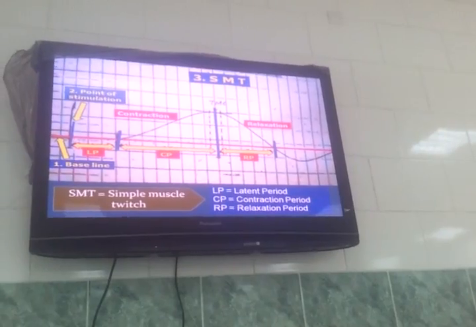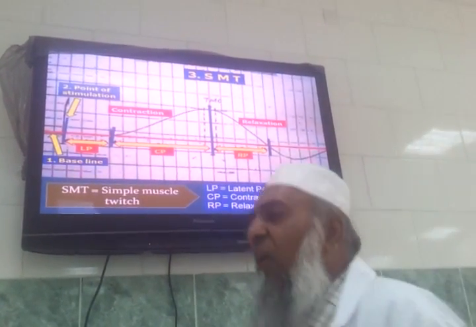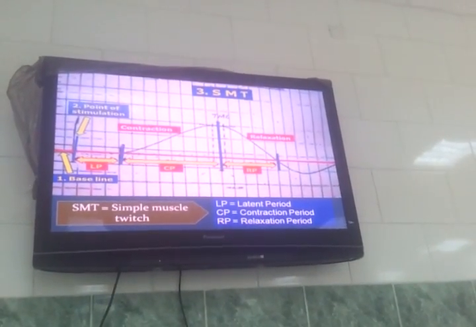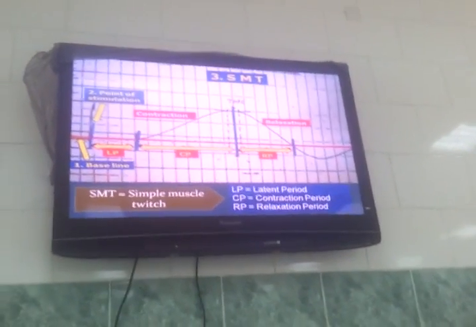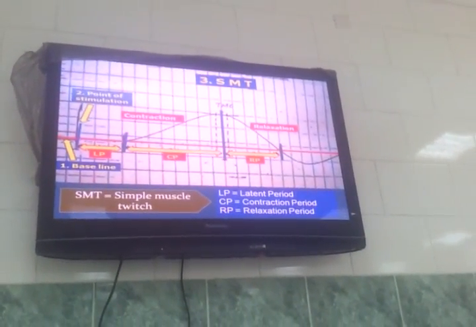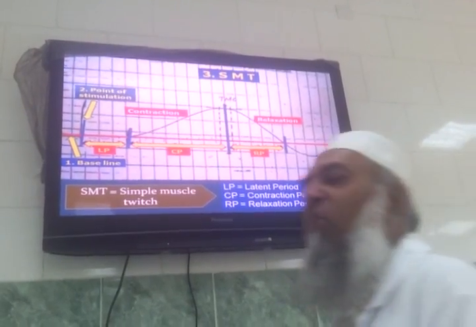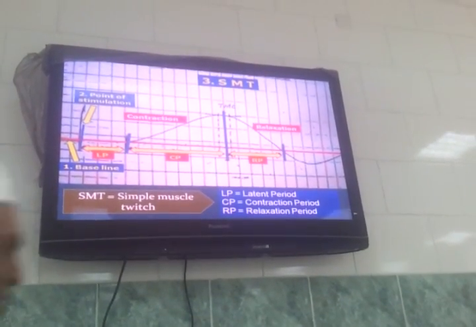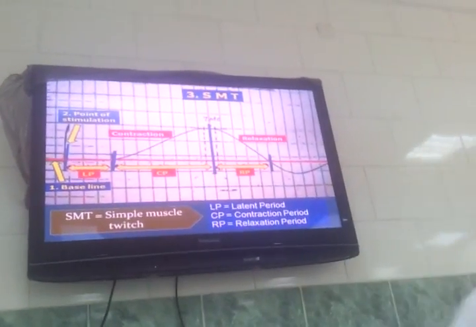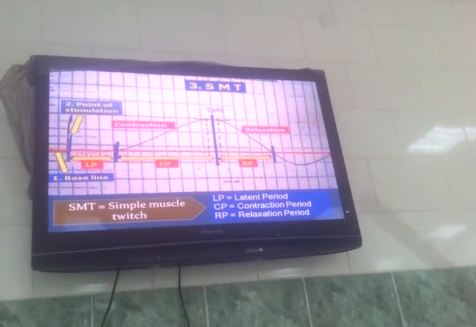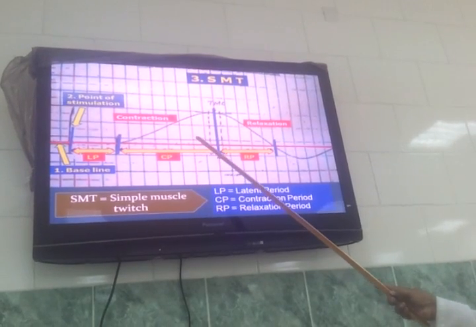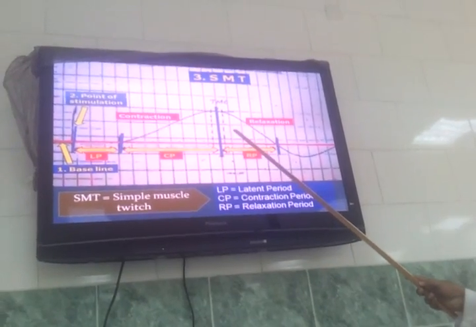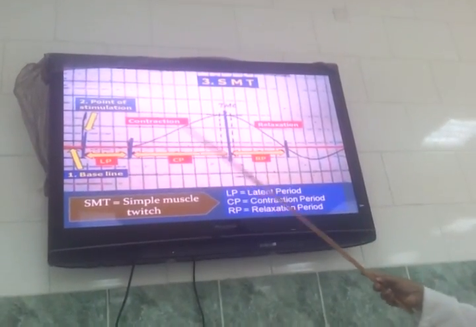Now here in this case, what we did is simply point out or outline that this much is the latent period, this is contraction, this is relaxation. But we still have not measured how much they are. The measurement will be very easy if the graph is on a kymograph paper, because kymograph paper will have these squares.